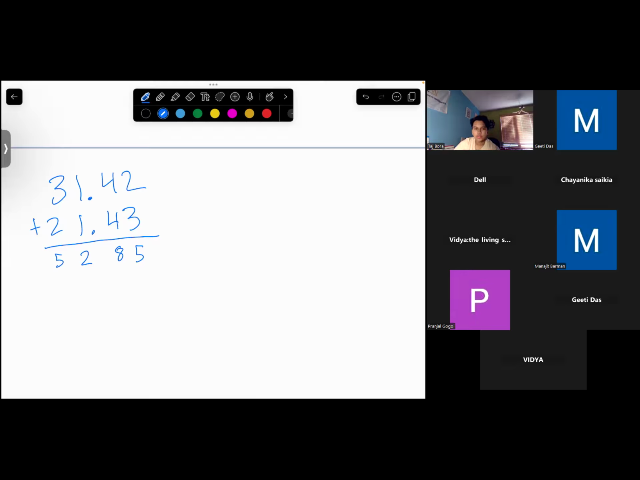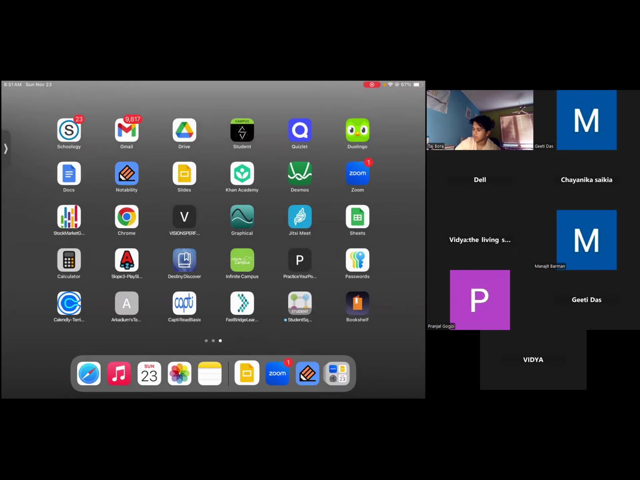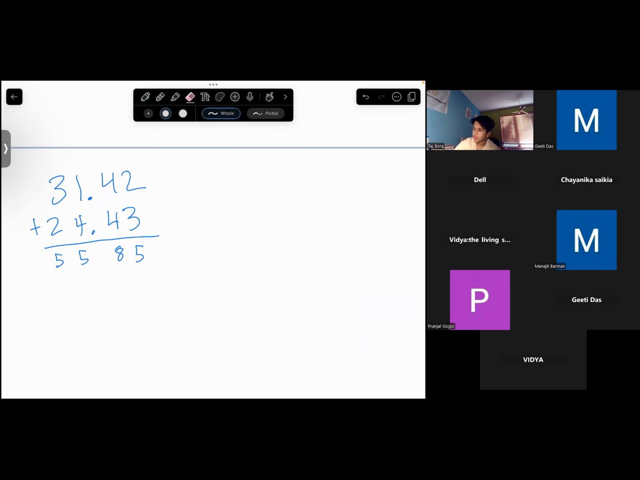So the answer we should be getting is, oh wait, this number should be a 24. Would be 55.85. Oh, one moment. This number is a 1. So I will do this problem again.